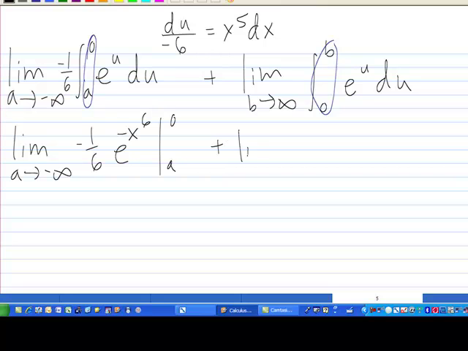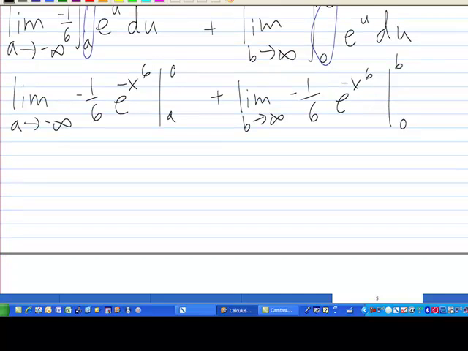plus the limit as b goes to infinity. And then this one will be the same thing. Negative 1/6 e to the negative x to the 6th, evaluated from, now the difference is it's going to be from 0 to b. To make this easier, let's factor out that negative 1/6.